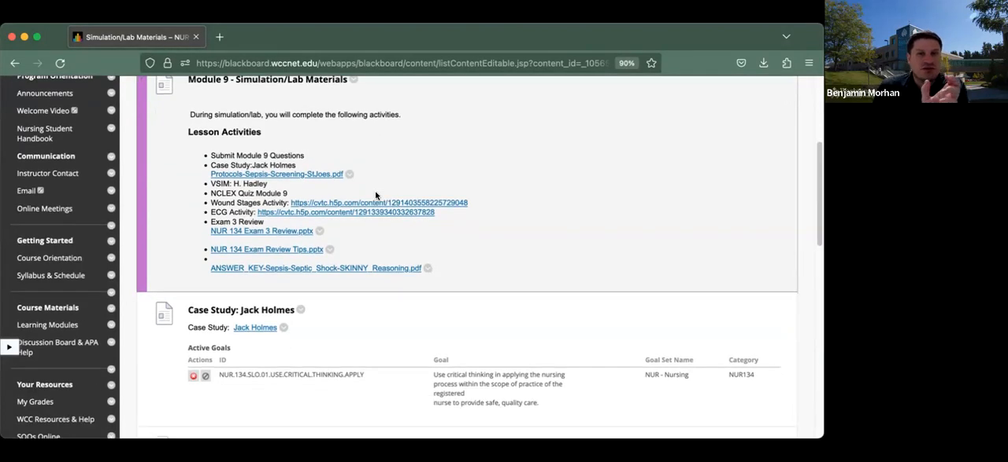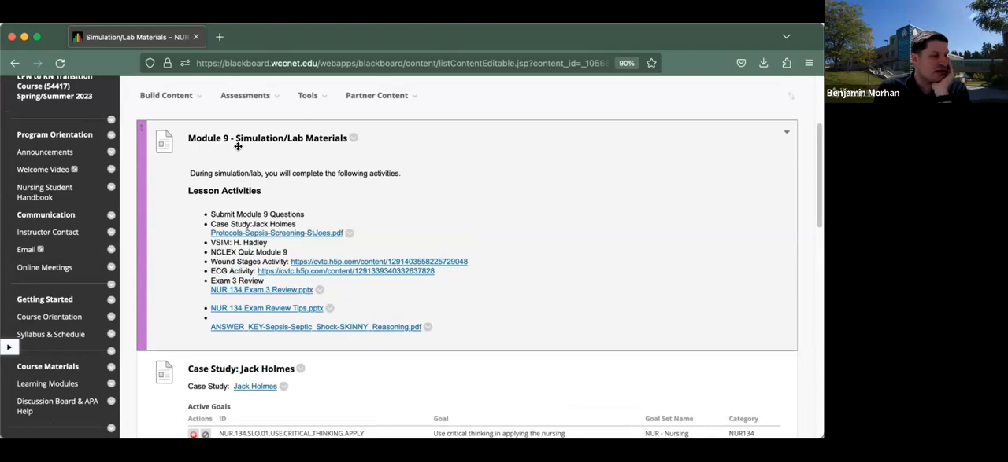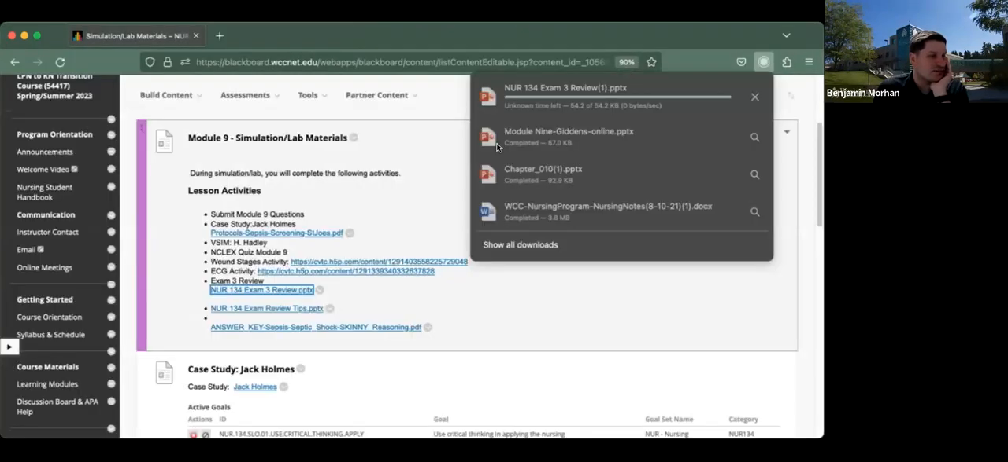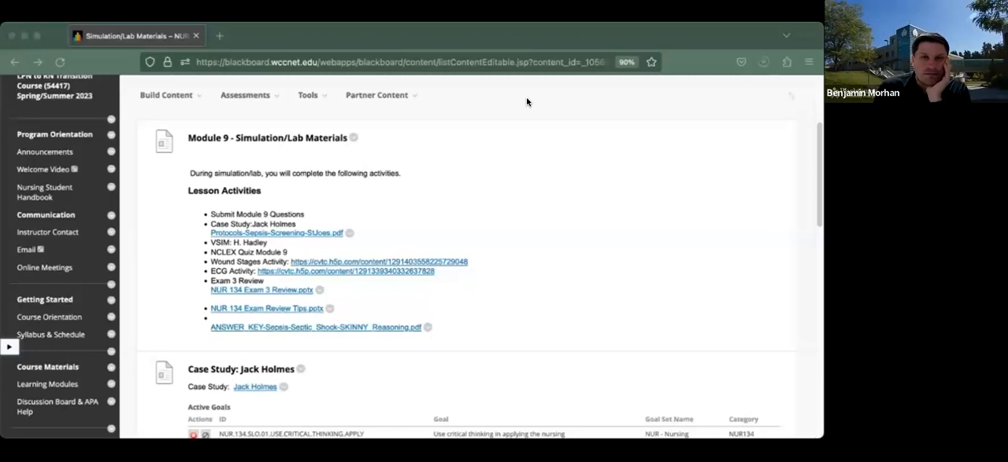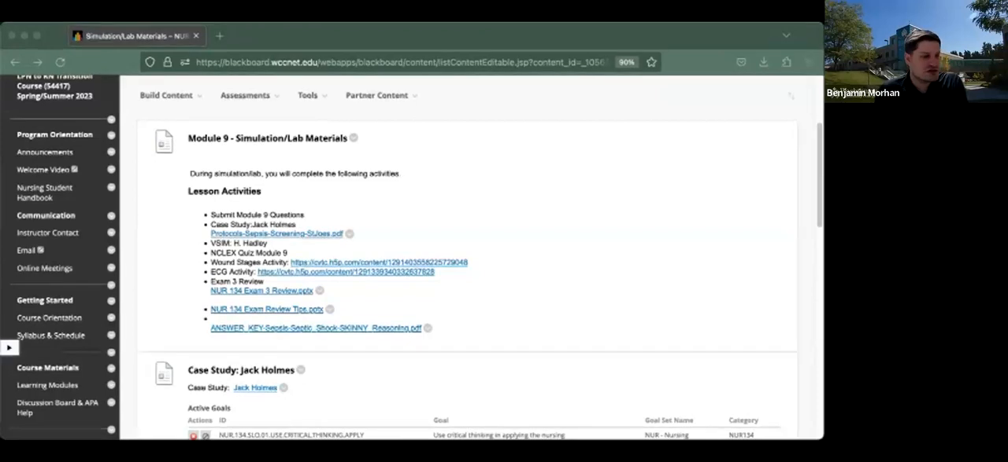Because remember, everything that we do in lab is application for what we're learning. Exactly. All right, so under module 9, simulation lab materials, I gave you quite a bit of information here, so be sure to look at that as well. One of the PowerPoints is exam 3 review, which I'm going to explain once it opens up. Just let me know if you can see the exam 3 review PowerPoint. If not, I have to share my screen again.